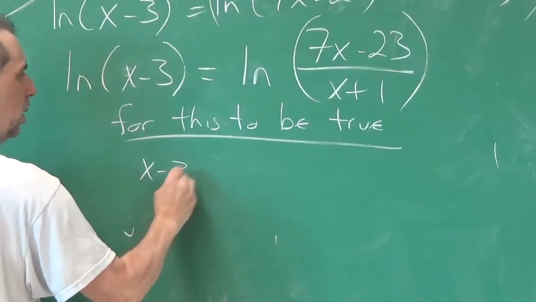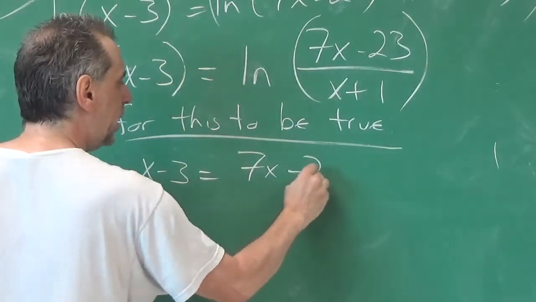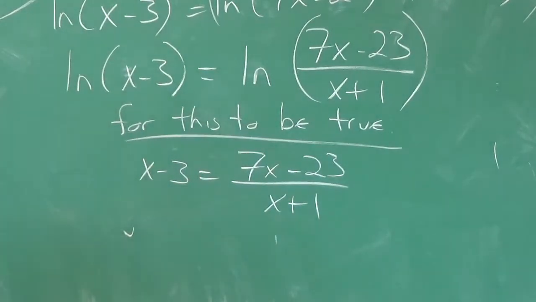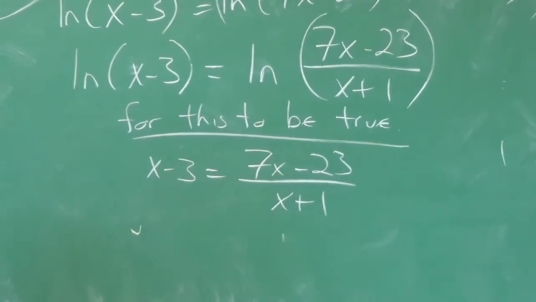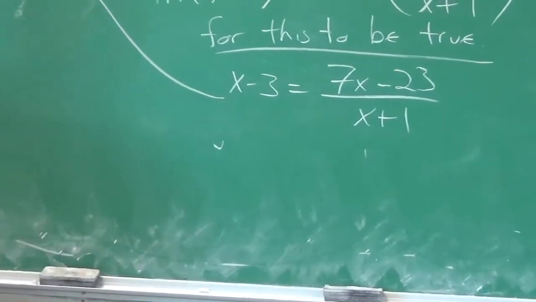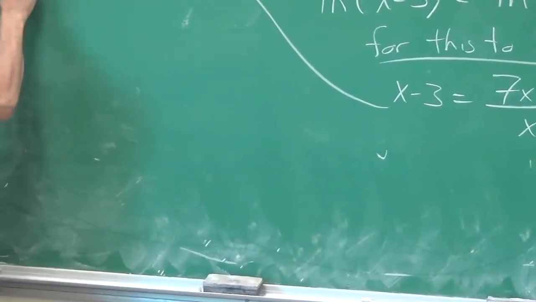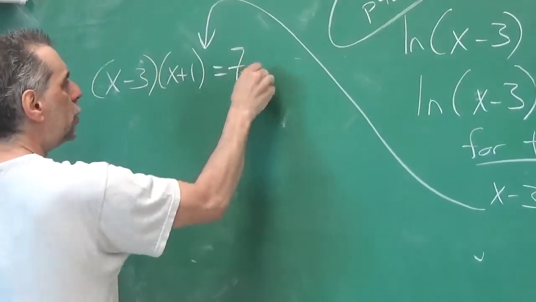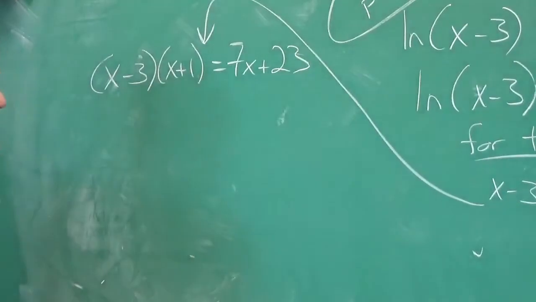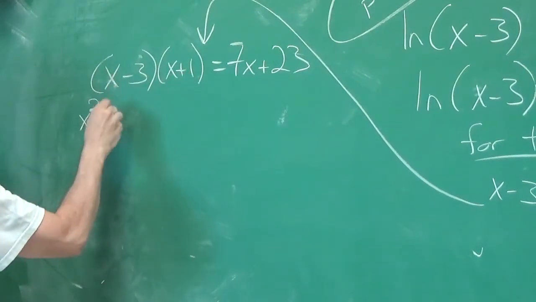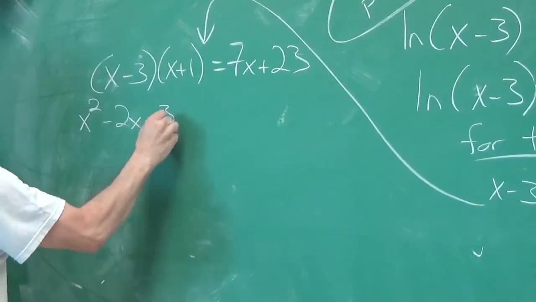So now we're pretty similar to what we were just looking at. We're going to end up with a quadratic equation. It's a rational equation. Once we multiply both sides by the x plus 1, we're going to get a quadratic. So we multiply both sides by x plus 1 to get rid of the fraction. And again, we're going to have a quadratic equation here. We'll multiply this out, x squared, we get minus 3 and plus 1 for the middle term.